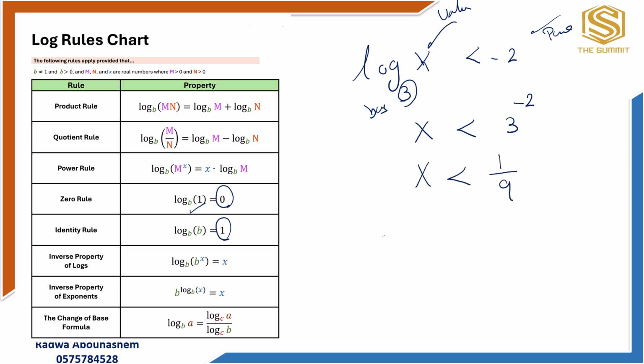But you have to make sure that you understand something, that the x cannot be a negative number. So my real solution would be 0 smaller than x is smaller than 1 over 9. Make sure that you understand this point. Because again, the logarithm cannot be taken for a negative number.